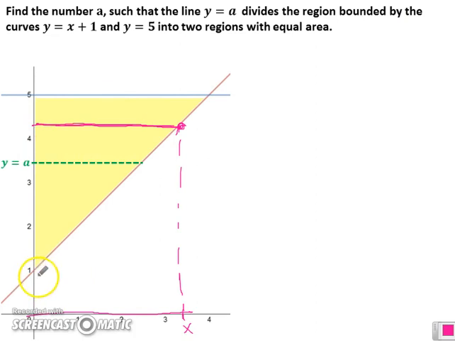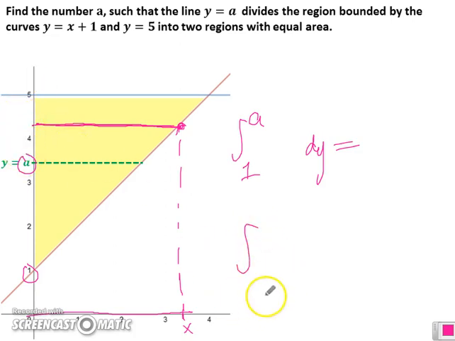And our limits of integration are going to be from 1 to a. That's going to be the integral of the triangle. And then we're going to set that equal to the integral from a to 5. And then go from there. Okay, so let's set up this integral.